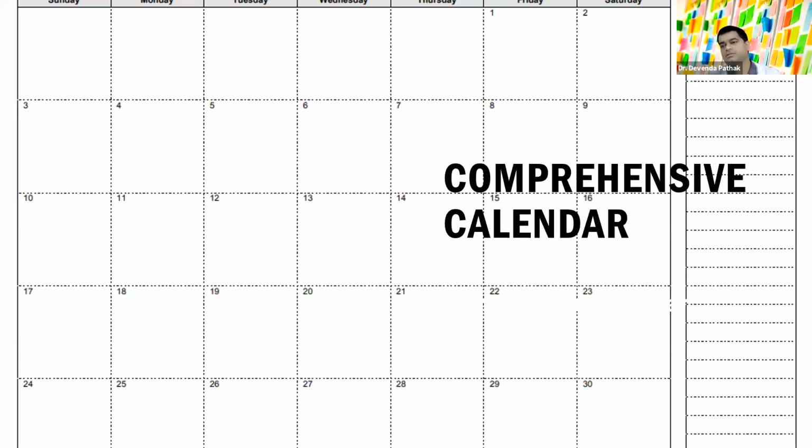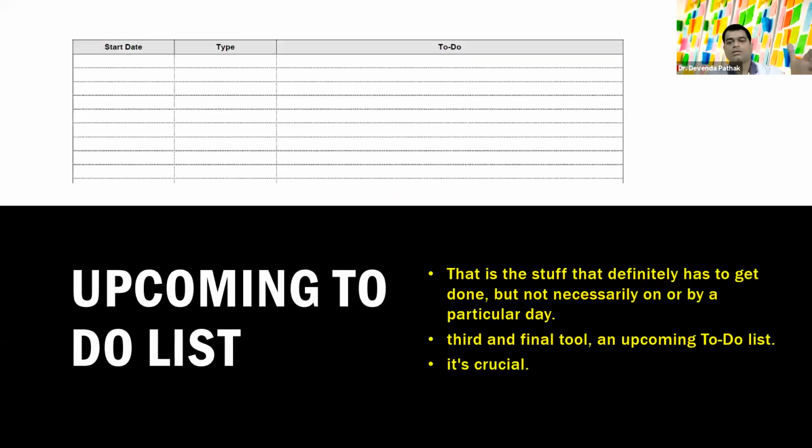So something like this, comprehensive calendar, all dates, and accordingly write on the right side upcoming to-dos. What to-dos have to come first? The next calendar, we must have another worksheet, which is called the upcoming to-do list. And these are the steps to be done.